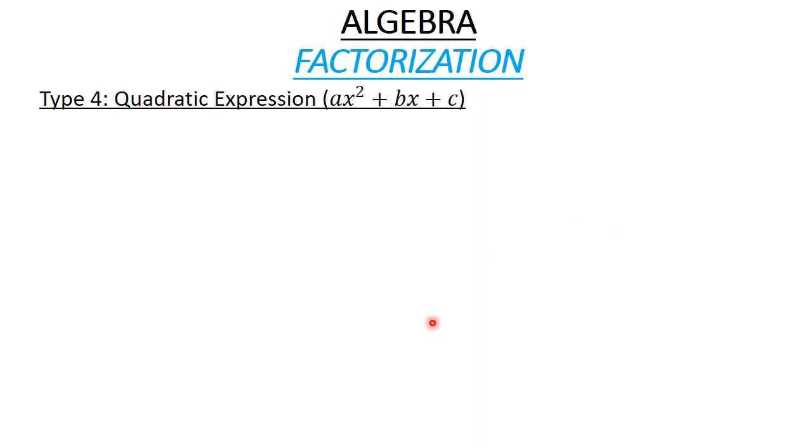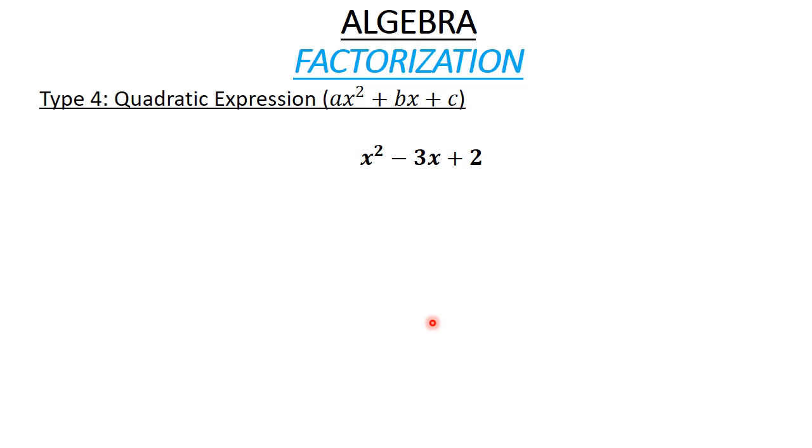We'll learn through an example. This is the example: factorize x squared minus 3x plus 2. How do you factorize this quadratic expression? The first thing you do, you identify two numbers which are called product and sum.